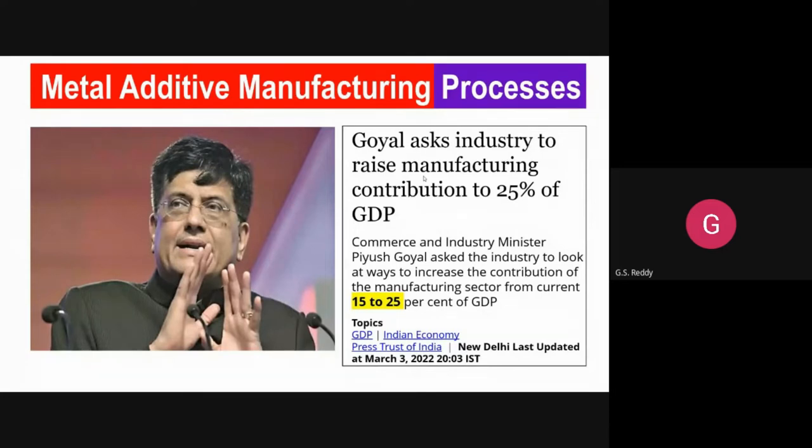So the commerce minister said that the time has come that we need to increase the manufacturing sector from 15 to 25%. Now that we are talking of Industry 4.0, with mechanical engineers specially focused on robotics and the Internet of Things and ready-to-manufacture, I think this is the right time and this challenge has to be taken, so that we can improve the GDP of this country.